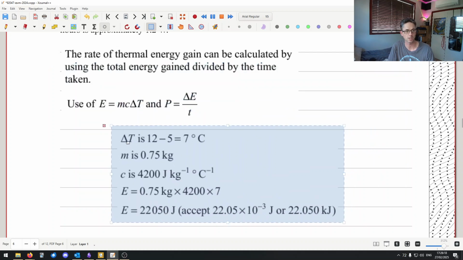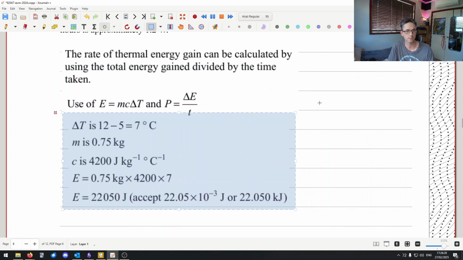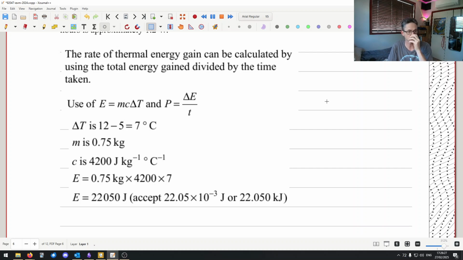So the change in temperature in degrees Celsius is 7. That's the change in temperature. We're going from 5 to 12. So 12 is the end and 5 is the initial. 12 minus 5 is 7 because we're increasing in temperature. Mass is 0.75 kilograms, and then to heat up the water it's 4,200 joules per kg per degree Celsius. And so we can calculate the energy required.